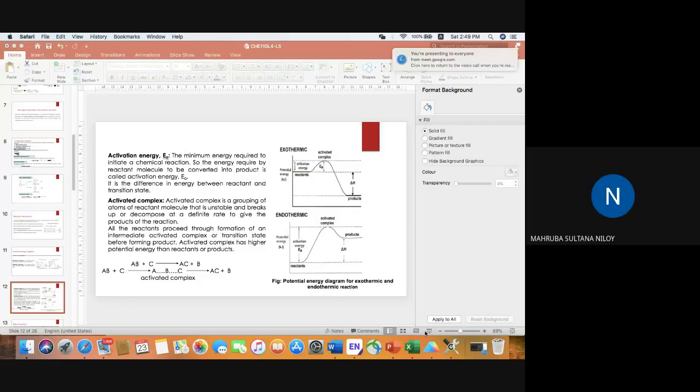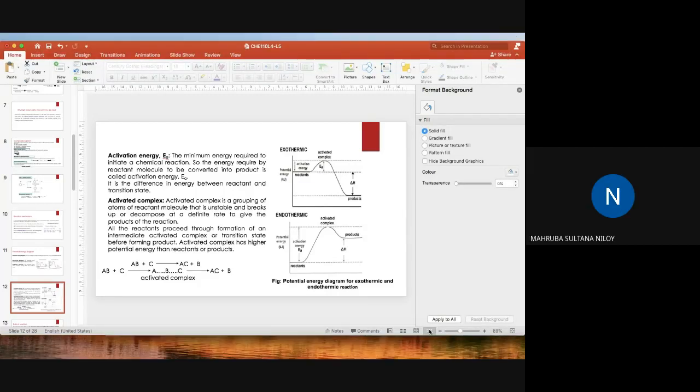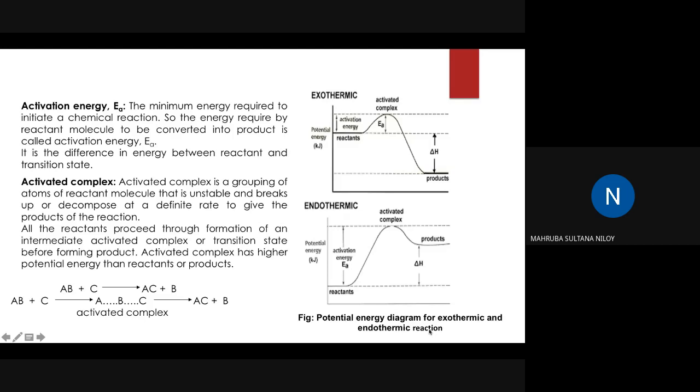Okay, so did you understand this activated complex or not? Yes, sir. Parts of it got disconnected. Okay, so how do you understand? Could you please tell me? Sir, activated complexes are the parts of the reactant molecules that are unstable and decompose to form the products.